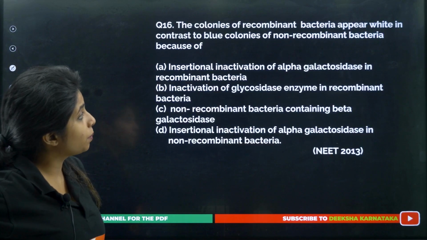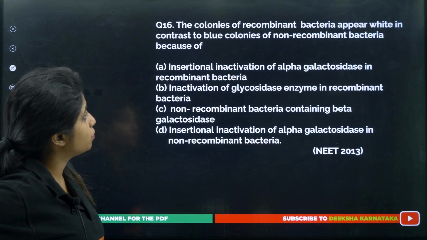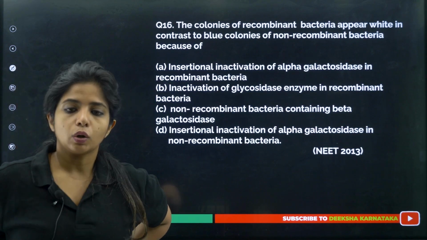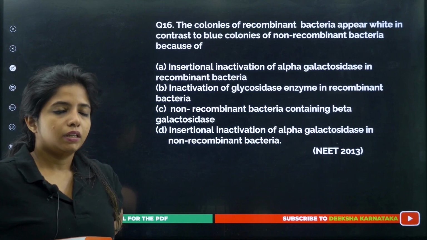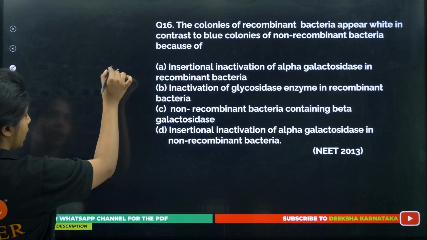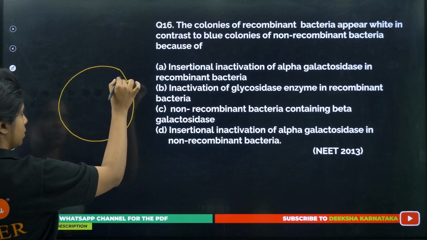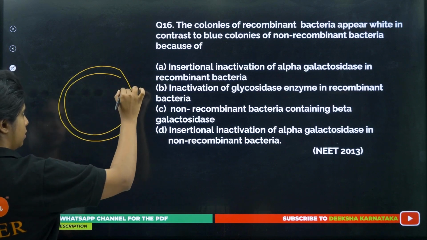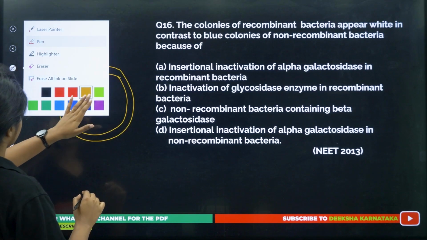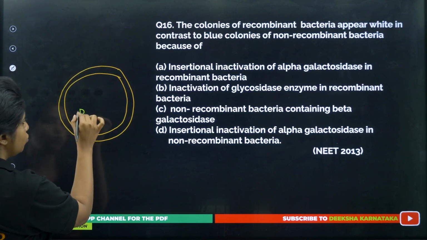Now, the colonies of recombinant bacteria appear white in contrast to blue colonies of non-recombinant bacteria because of what? A little backstory of it. So what happened is that I had a plasmid like this, and over here, this plasmid's name is pUC8.